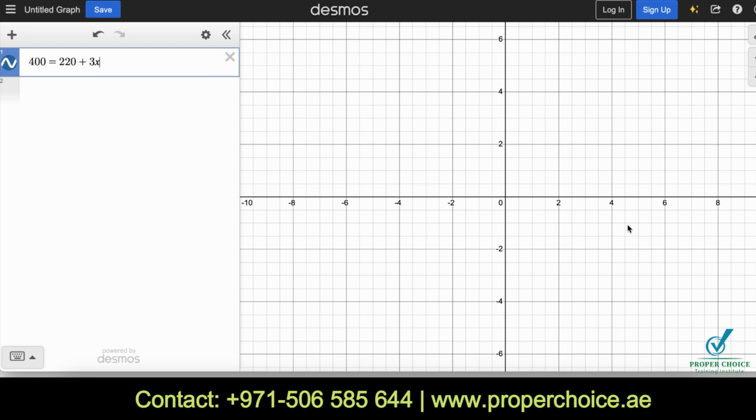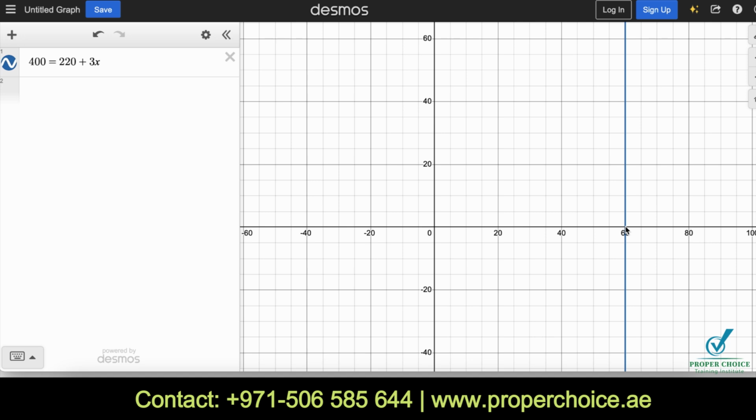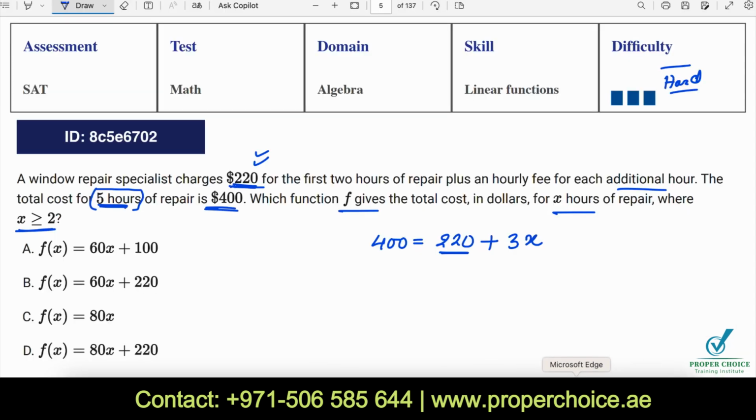Now what is the value of x we're going to get? You can do it manually also. I'm just using Desmos here. It gives me the value of x as 60, meaning a person charges $60 per additional hour. Sorry, it's not 600, it's $60.